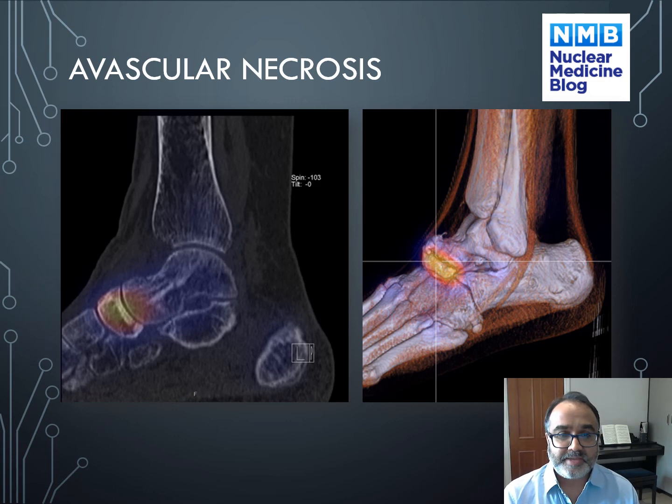This is a case of avascular necrosis of the navicular. And you can see how the bone is sclerotic and it becomes flattened. And the example on the right shows a more advanced case where there is flattening of the navicular and subluxation as a result of advanced avascular necrosis.